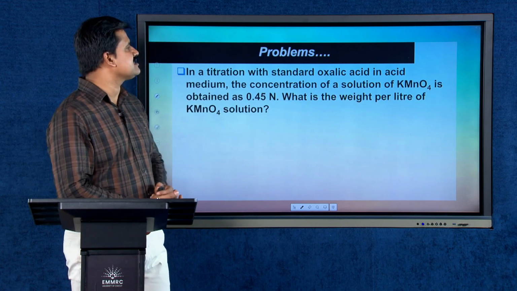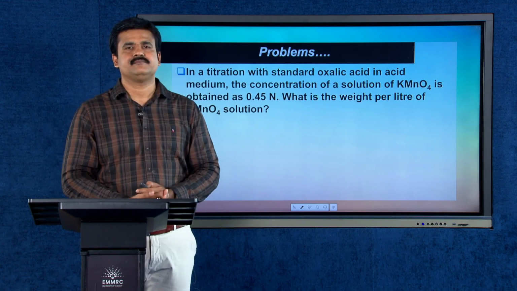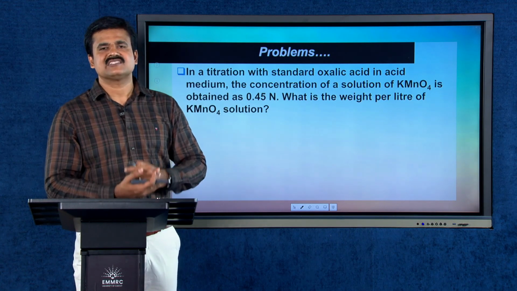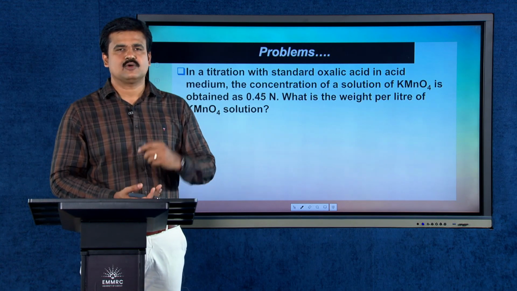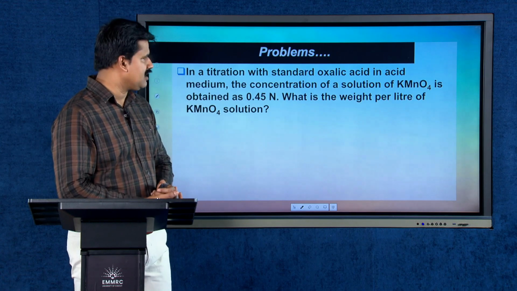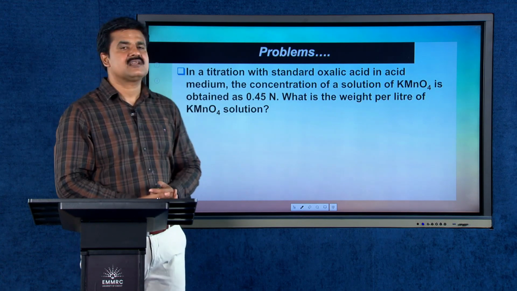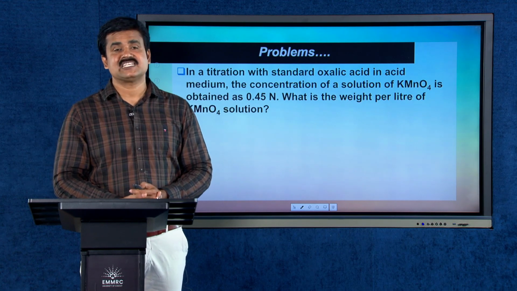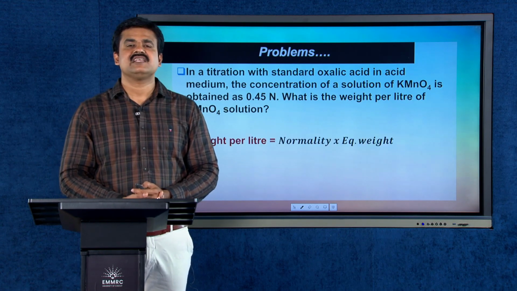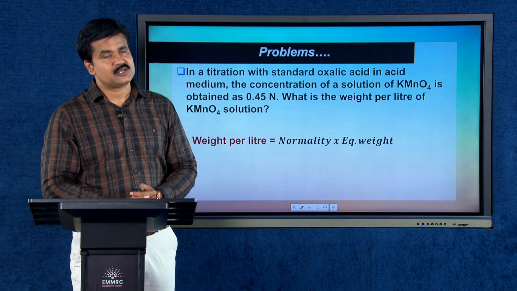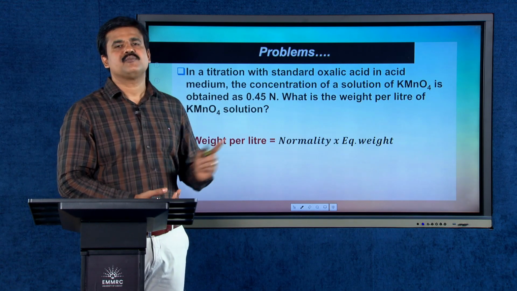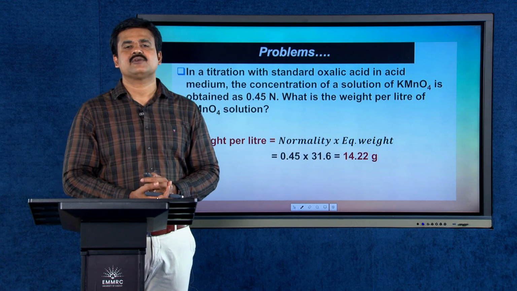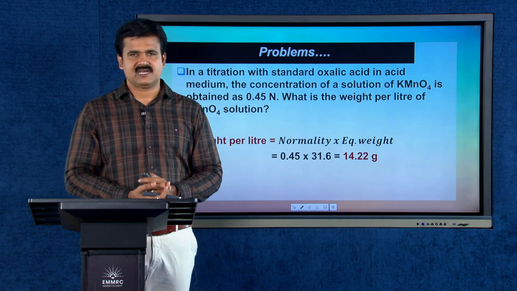In a titration with standard oxalic acid in acid medium, the concentration of a solution of KMnO4 is obtained as 0.45 normal. What is the weight per liter of the KMnO4 solution? Weight per liter can be calculated by using an expression: weight per liter is equal to normality into equivalent weight. So, in this problem, you have to find out the normality first. Normality multiplied with equivalent weight gives the weight per liter.